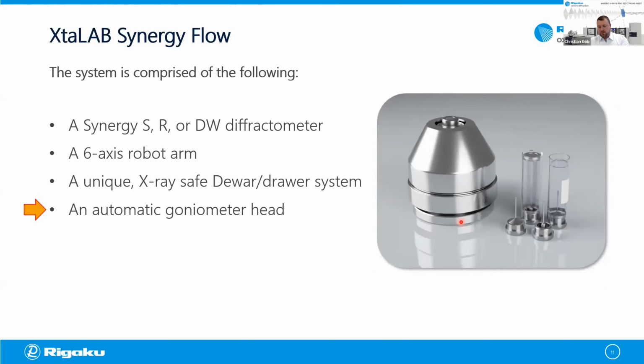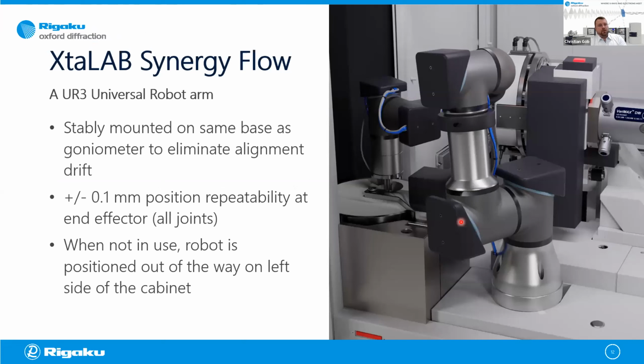Yeah, and of course, if you have a robot sample changer, you also need a way to automatically center your crystal. So hence we have an automatic goniometer head, as you see it here. The Universal robot arm comes from Universal Robots, of course. It is mounted to the cabinet in a tight fashion. The position repeatability is plus minus 0.1 millimeters. And when it is not used, of course, it is stored in a way that it would not collide with anything. So you have the full scan range. You are not limiting yourself in any way here.